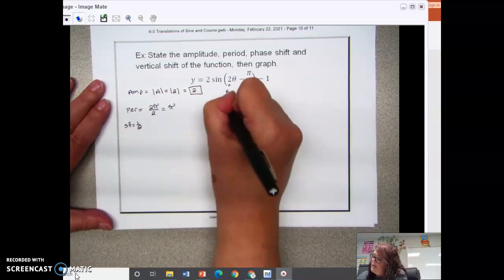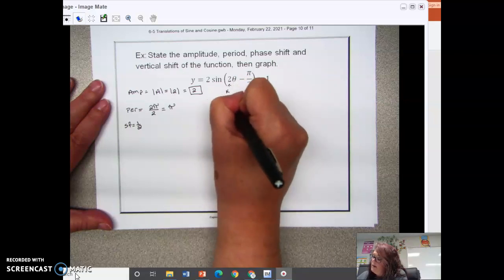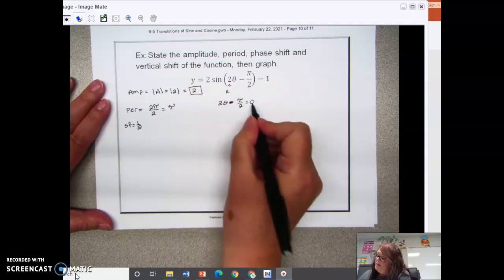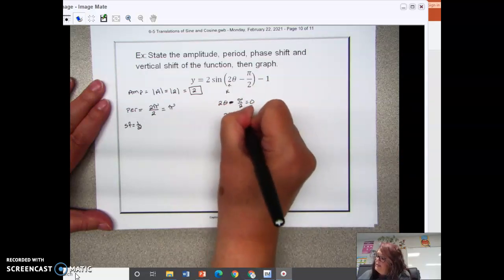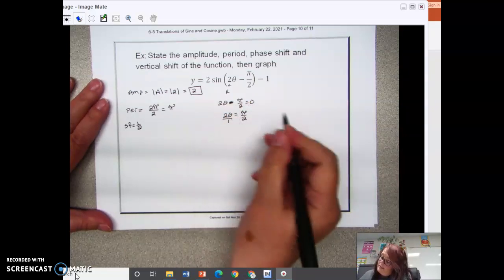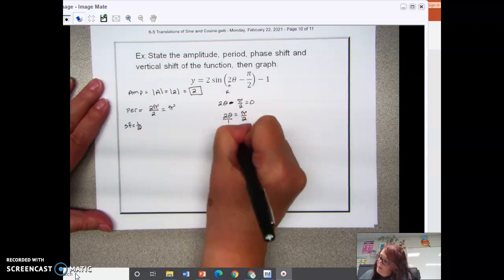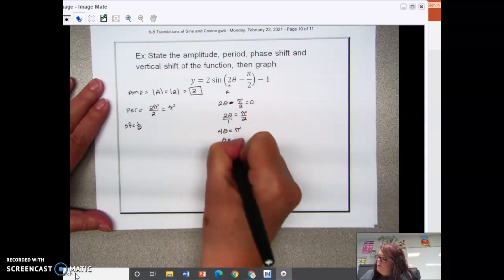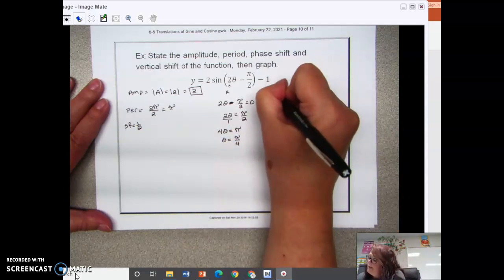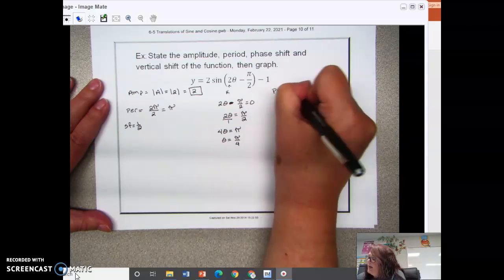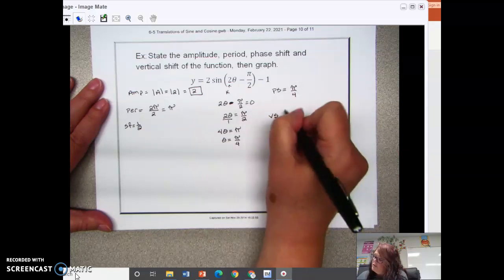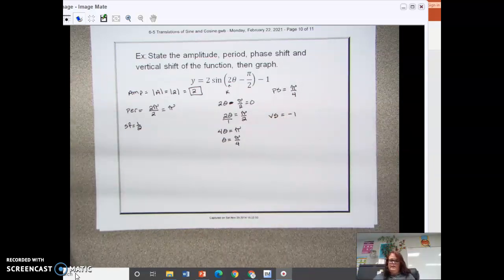For my phase shift, I'm going to set 2 theta minus pi over 2 equal to 0. So if I add pi over 2 to both sides, we get 2 theta is equal to pi over 2. And then I can put this over 1. And so if I cross multiply, I get 4 theta is equal to pi. And then dividing by 4, theta is equal to pi over 4. So that means that my phase shift is going to be to the right, pi over 4 units. And then my vertical shift, we love that. It's just the -1, so we get a vertical shift of -1.